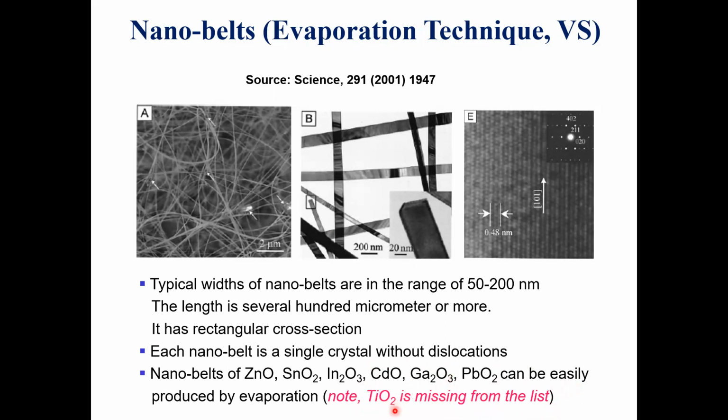Well, the reason titanium dioxide is missing is that it is one of these oxides where you cannot create any high vapor pressure phase. You can look up the thermodynamics, and indeed in reality you get very high vapor pressure for all of these oxides, but not for TiO2.